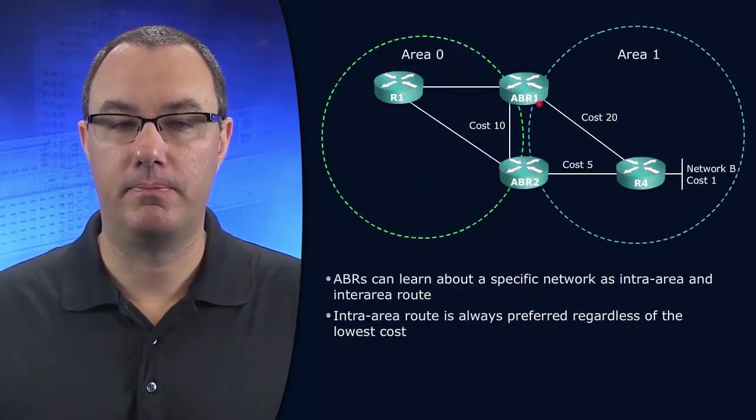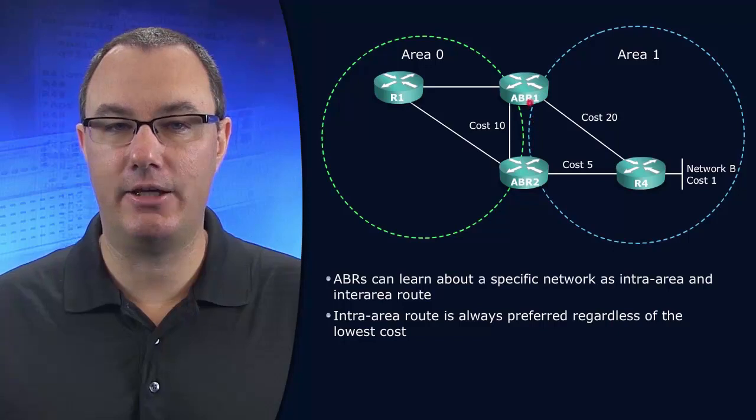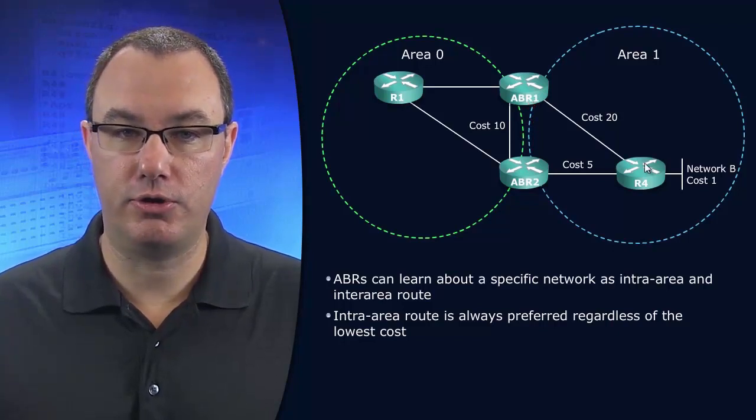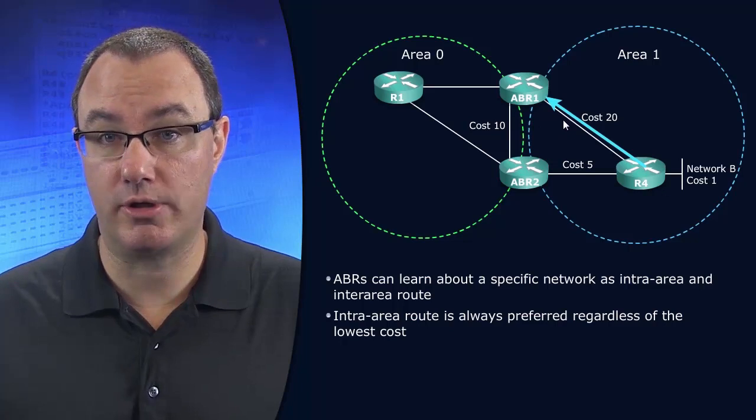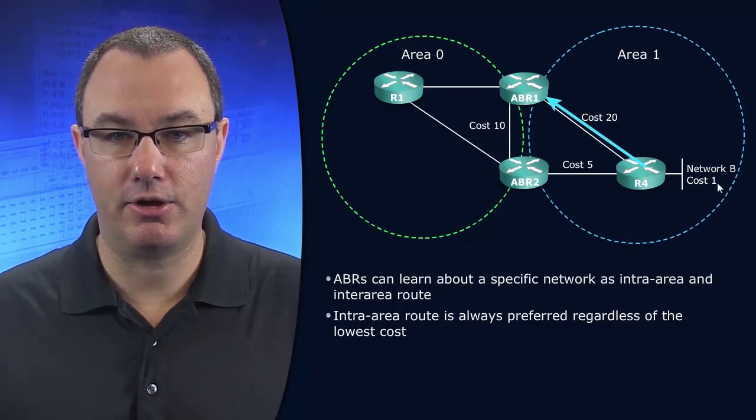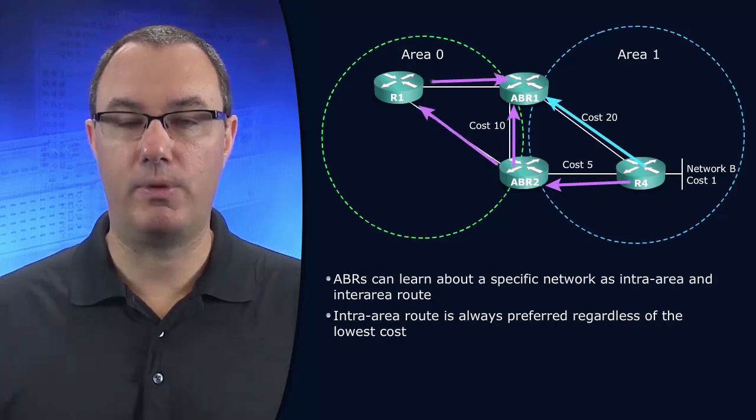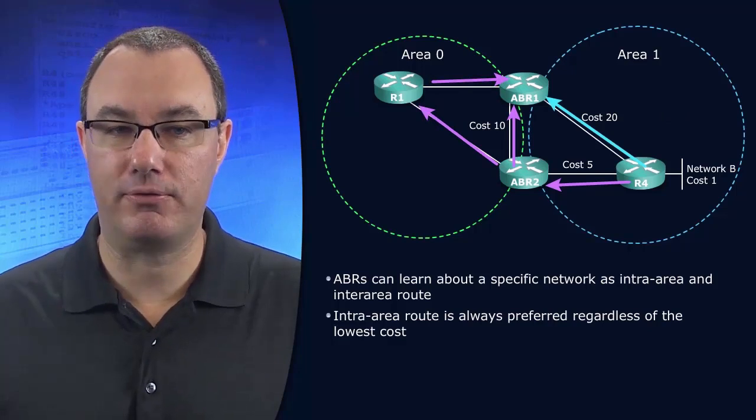ABR1 here could be getting routes two different ways. The routing information could cross between R4 directly. That would be intra-area routing information. And it could also be going from R4 to ABR2. And hey, two different ways of getting that. What is the preference here?